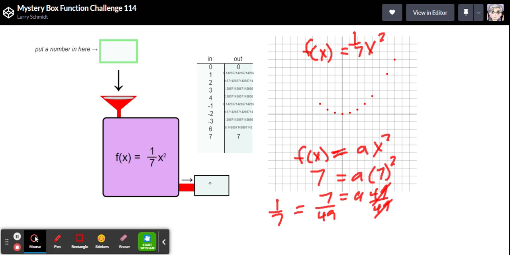And let's go ahead and graph that. Beautiful wide parabola. Well, how did that go for you? Did you figure out that that was a quadratic? And then how did you get the multiplier if you were able to do that? I'd love to know. Thanks, everybody.